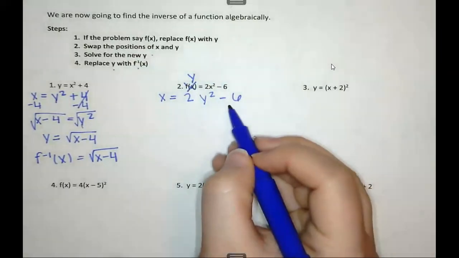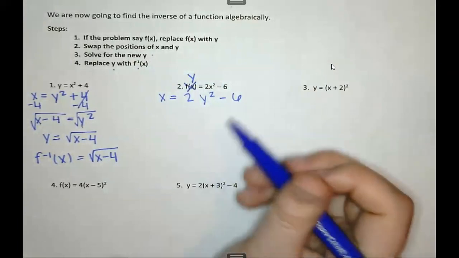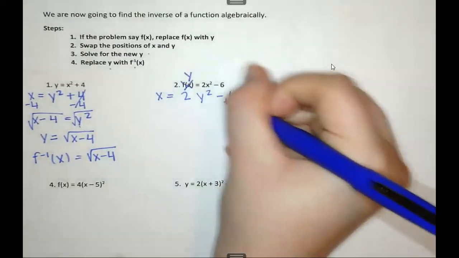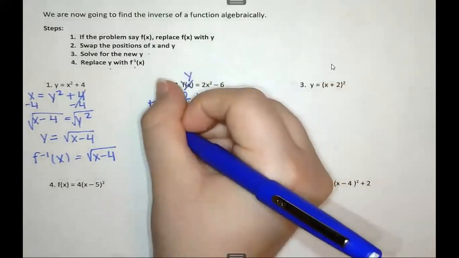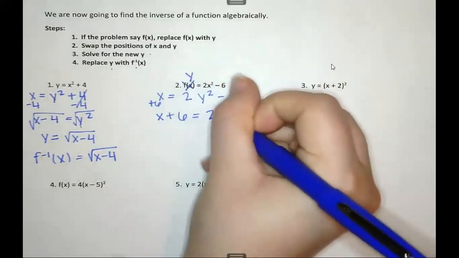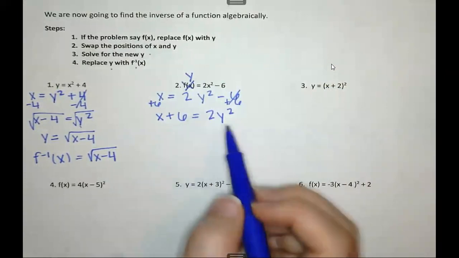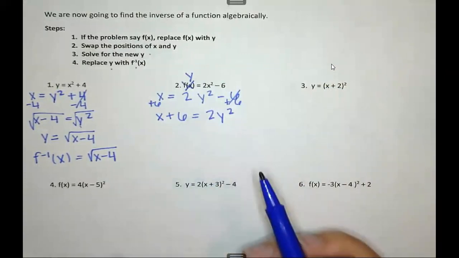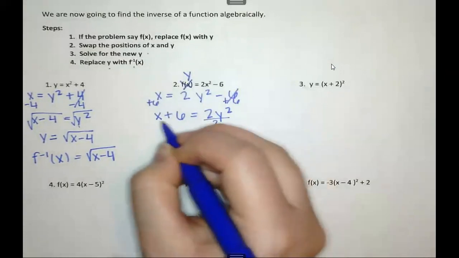So our first step would be to add 6 to both sides. If I add 6 here, add 6 here, I now have x plus 6 equals 2y squared. All right, now I need to get rid of the 2. So I'm going to divide by 2.